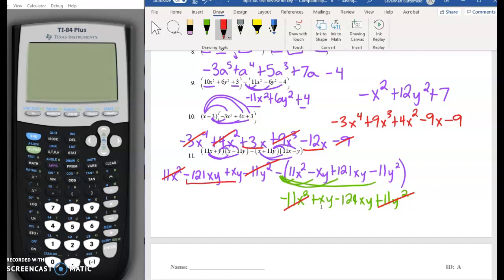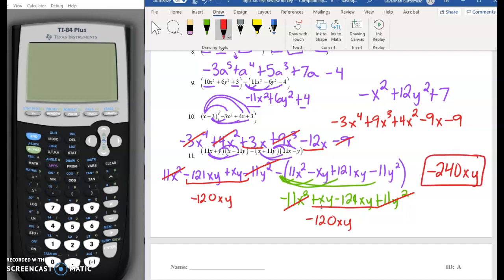So negative 121 plus 1 will be negative 120xy. Same thing over here. Positive xy minus 121 will be minus 120xy. So negative 120 minus another 120xy is going to get me negative 240xy. And that is going to be my final answer because everything else canceled out.